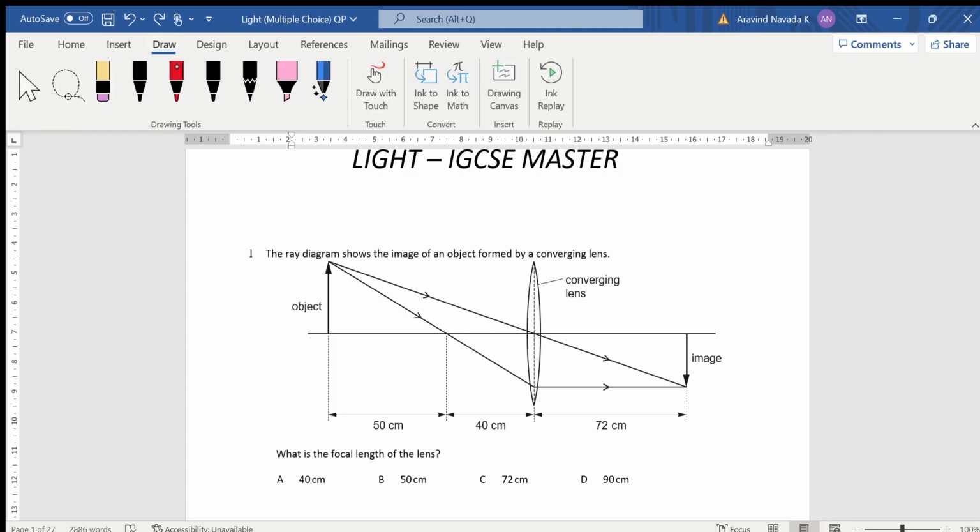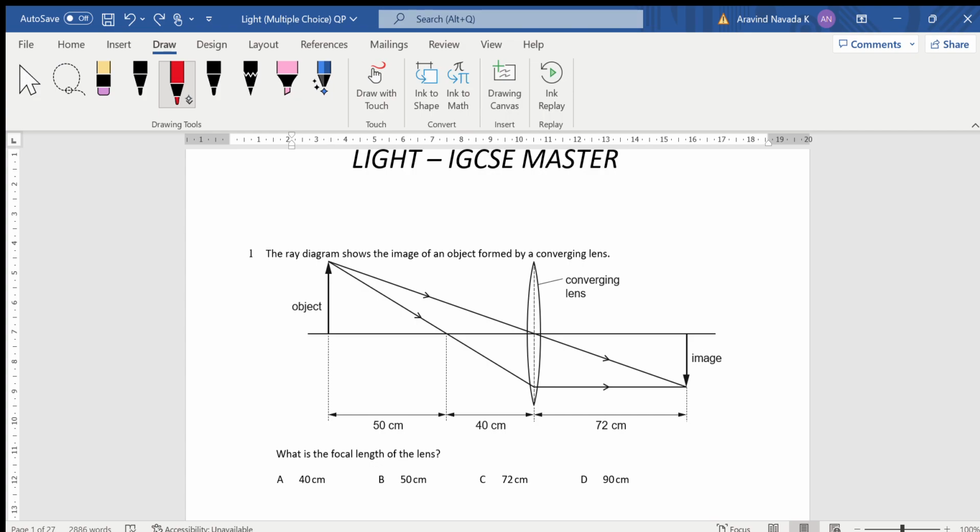In today's video we're going to be solving the MCQs for the chapter light. It's very important to solve MCQs. Now why is this? It gives you a deeper understanding on how to solve the structure paper as well. So without further ado, let's just get started with the video.